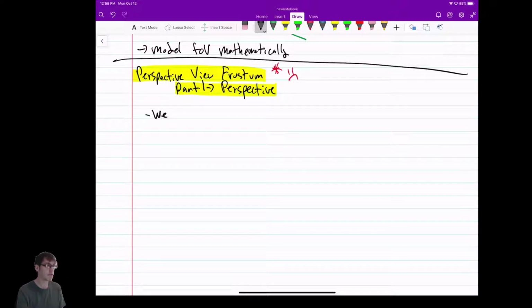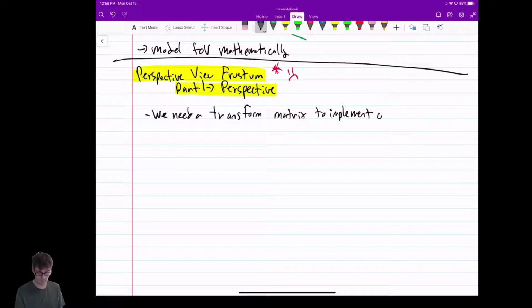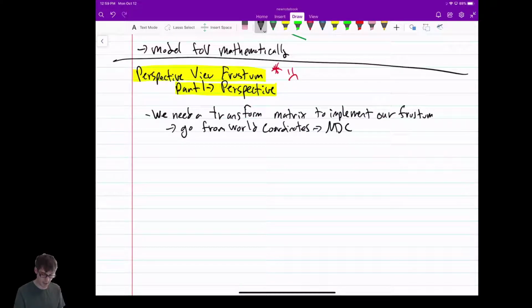Okay, so we need a transformation, a transform, that's a matrix, to implement our frustum, right? That's our goal. We want to go from some kind of world coordinates, or in our other model from camera coordinates, but it's kind of the same thing, into our normalized device coordinates. So I want to go from -1 to 1 in each axis.